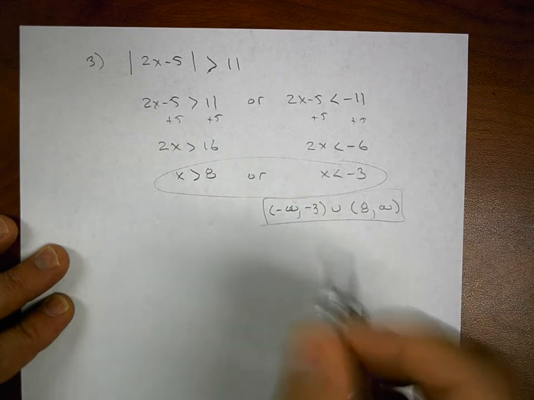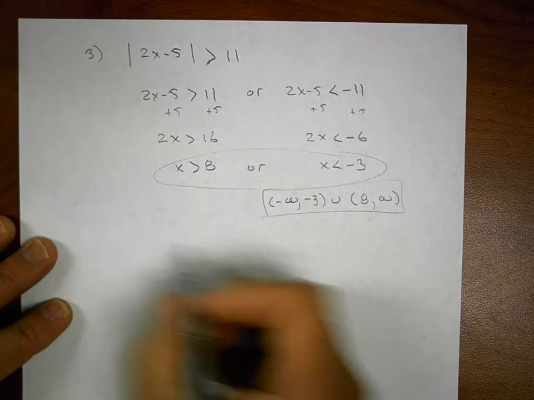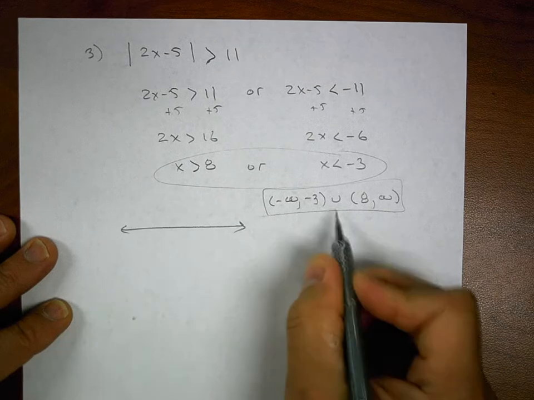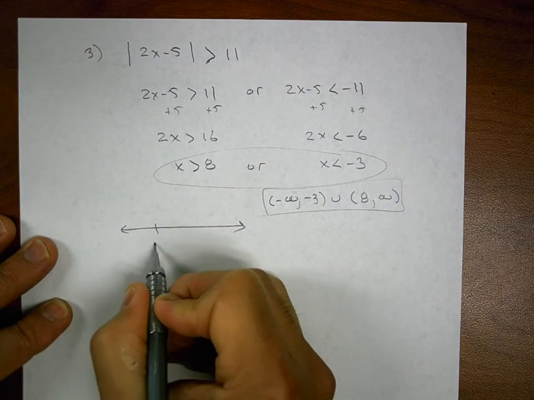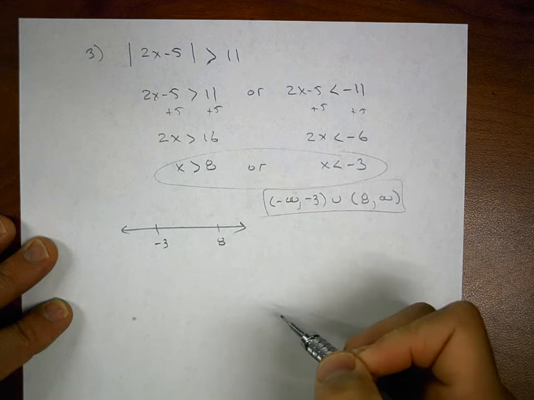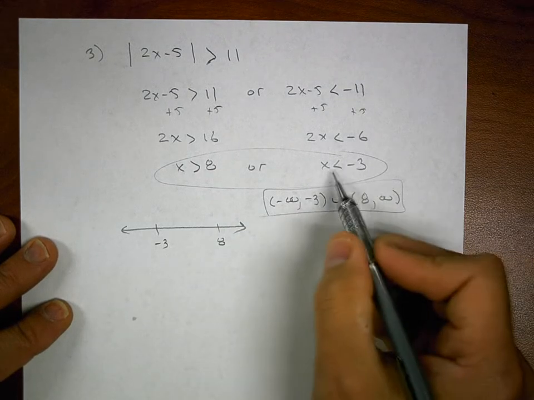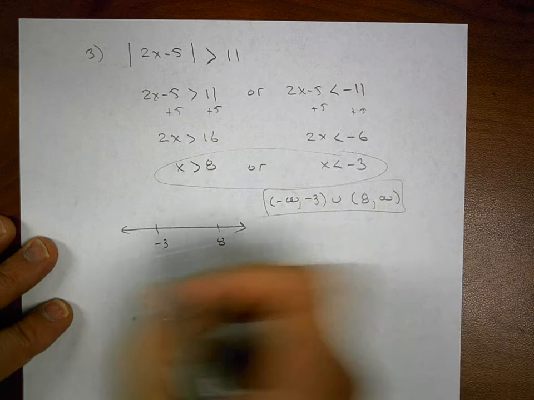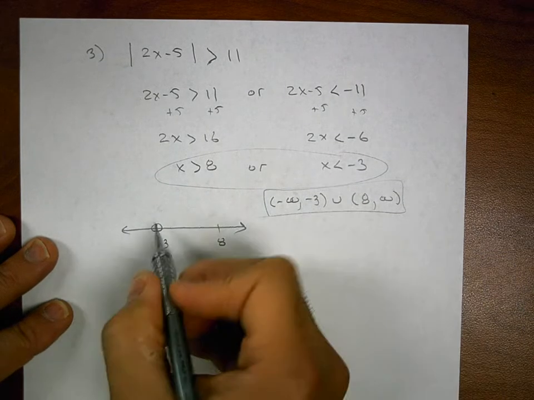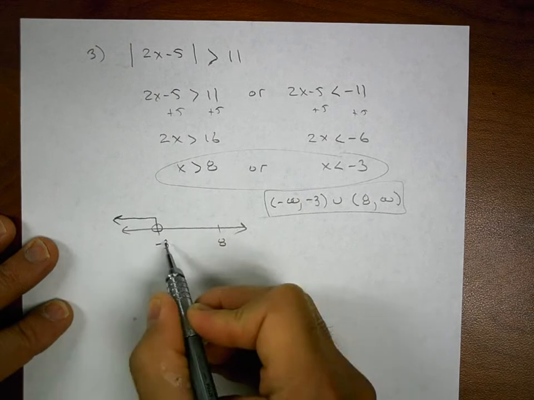They also want you to sketch the solutions on a number line. So that's easy, let's go ahead and draft this. I put negative 3 and 8. It's less than negative 3, so let's put an open circle. I can shade it this way, or some of you learned how to do it this way. So it's less than negative 3.